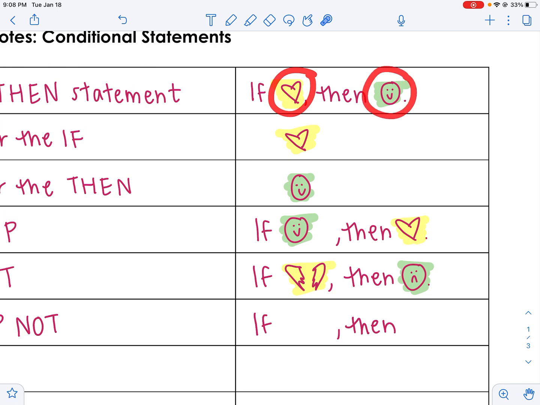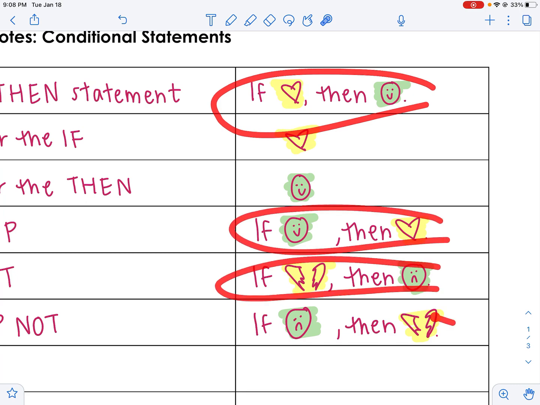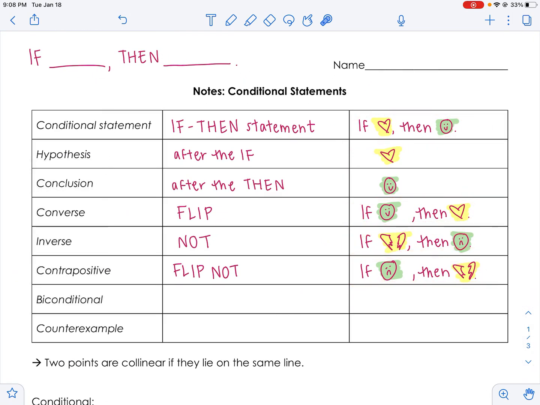So it wouldn't be if heart, then smiley face. It would be if, take the smiley face and make it a frowny face. Then not a heart, but then a broken heart. I know my pictures aren't the greatest, but that's okay. So if you kind of catch it, the order changes as we go a little bit. So heart, smiley face, heart, and then they break and then they switch.